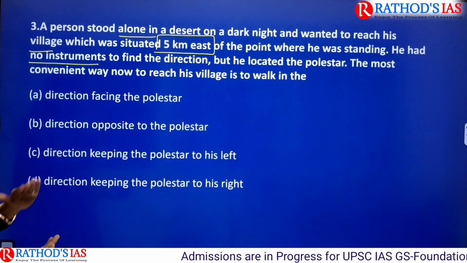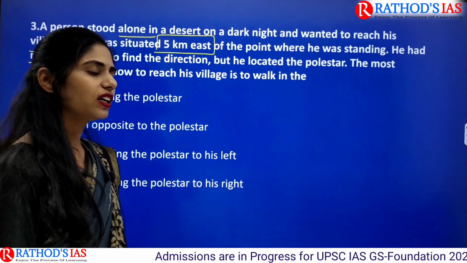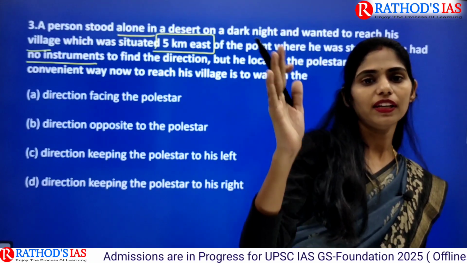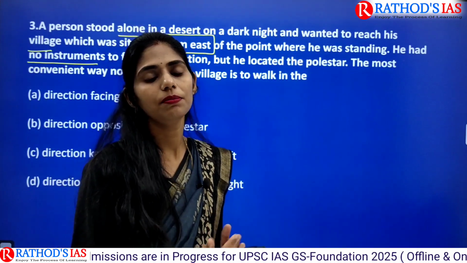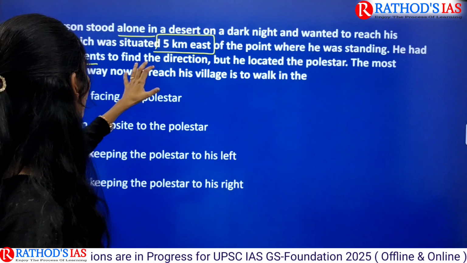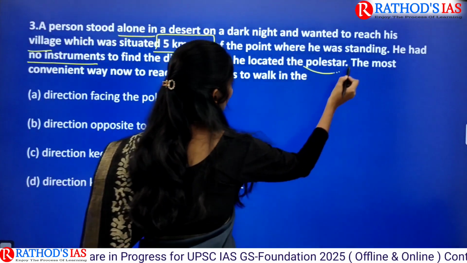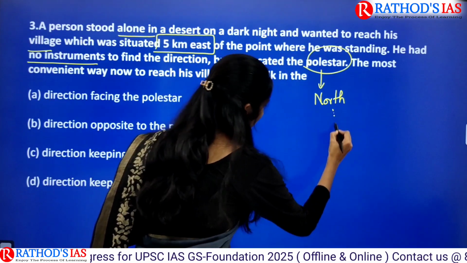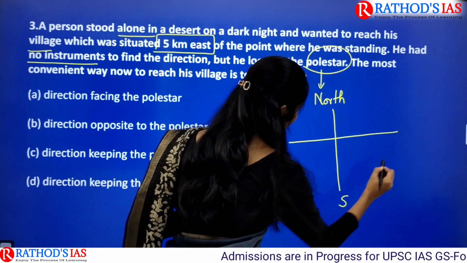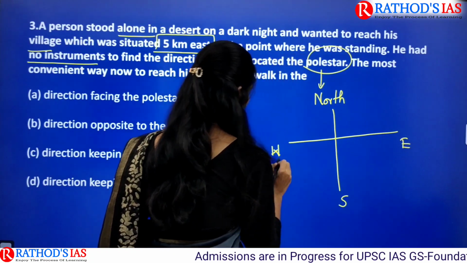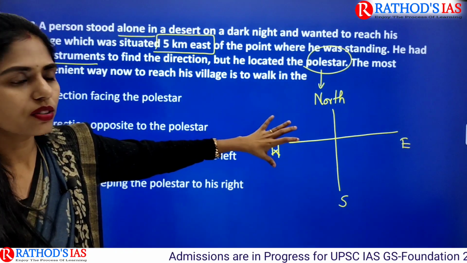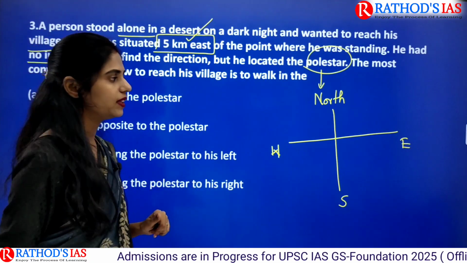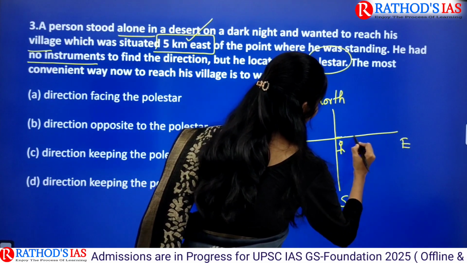So these are the options which are given. As you all know, during the ancient or medieval period, people used to navigate or know the direction by seeing the stars. This pole star is also called the north star, which is present in the north direction. So if you draw the directions here, north, south, east, west, that person pointed out this north star or pole star, and his village is 5 kilometers east. So from here it is 5 kilometers east.